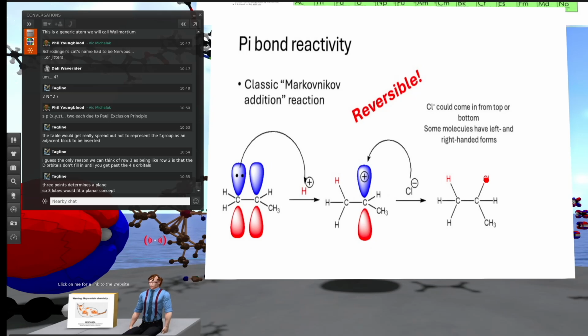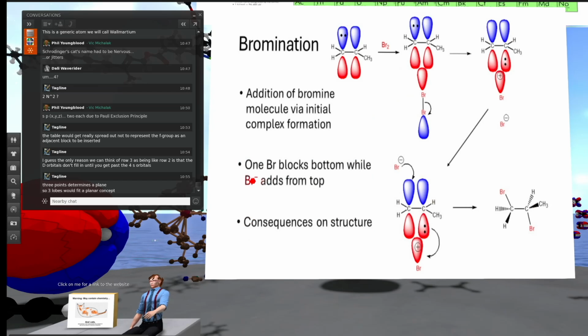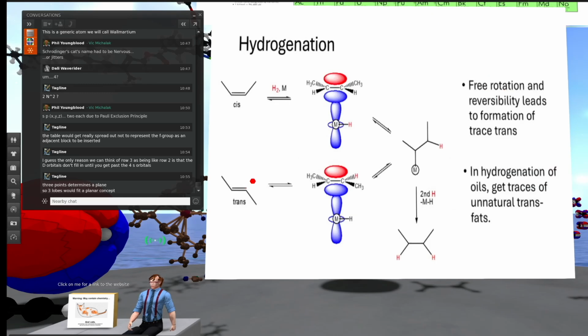Okay, this is reversible, so you can go from the final product and turn it back into an alkene if you make the conditions correct. A lot of these things are reversible. In the interest of time, let me move forward a few slides and talk about hydrogenation a little bit, because I had mentioned cis and trans fats.